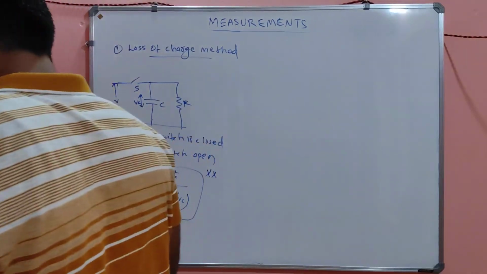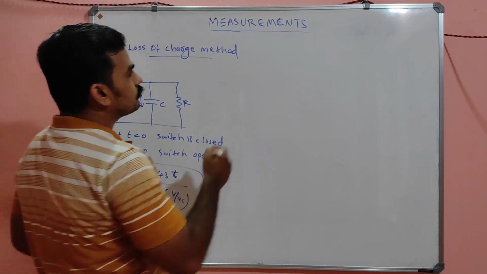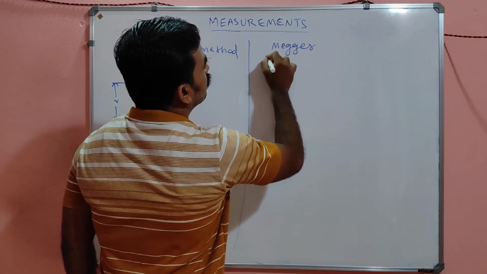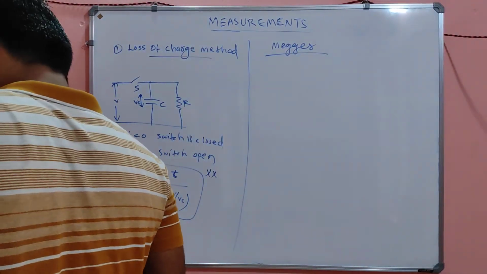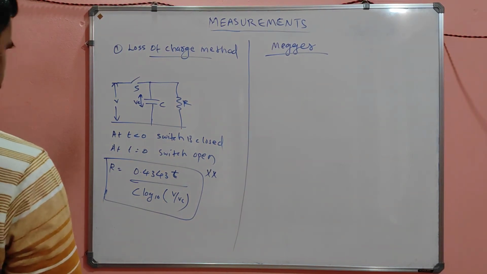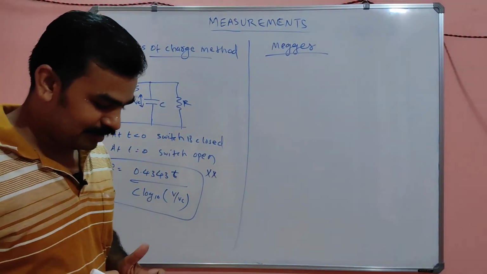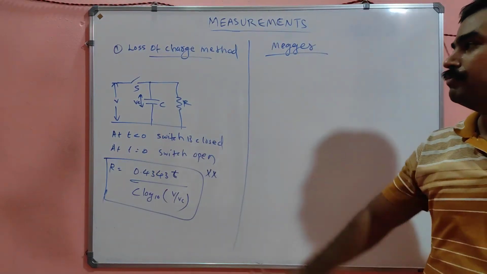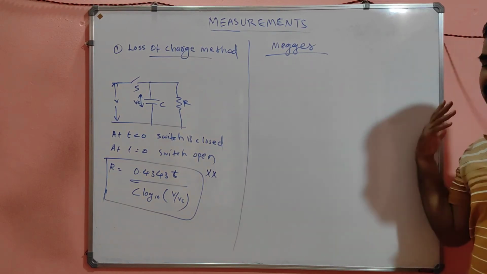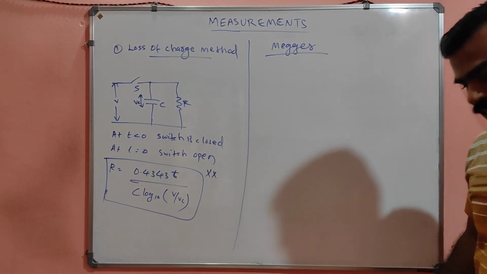Okay, so that is loss of charge method. Next one is Megger. Did you see the Megger diagram, my dears? If I draw this Megger diagram, it will fill this screen, I mean, this board. Beyond that, it will go. Did you see that Megger tester? You just check it, Megger.